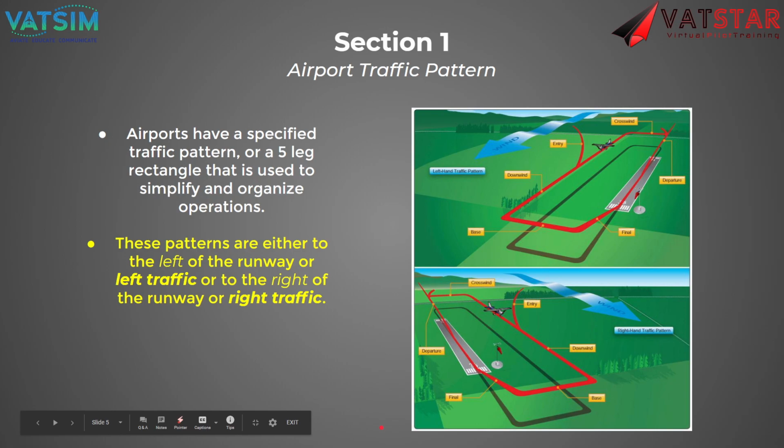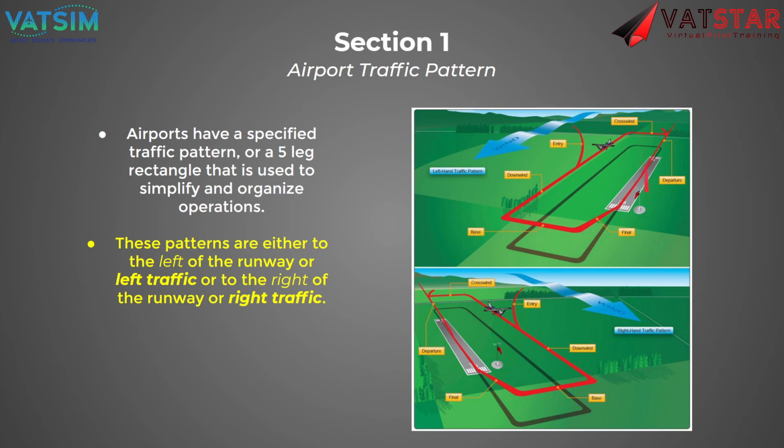So, like I said before, airports have that specified traffic pattern in those 5 legs. And they're used to simplify and organize operations, increase the flow, make sure that you have a safe flow of traffic. And these patterns are either to the left of the runway, and we call that left traffic, or to the right of the runway, and we call that right traffic.